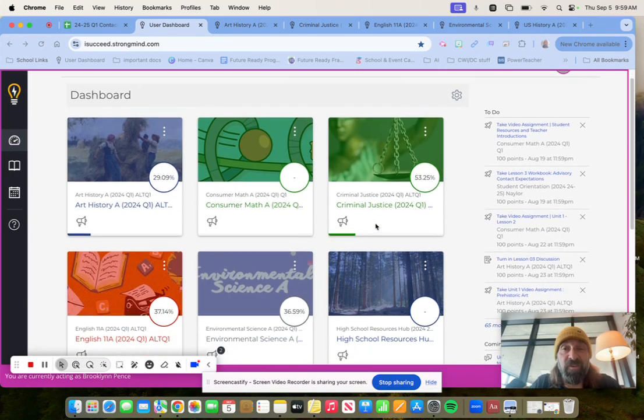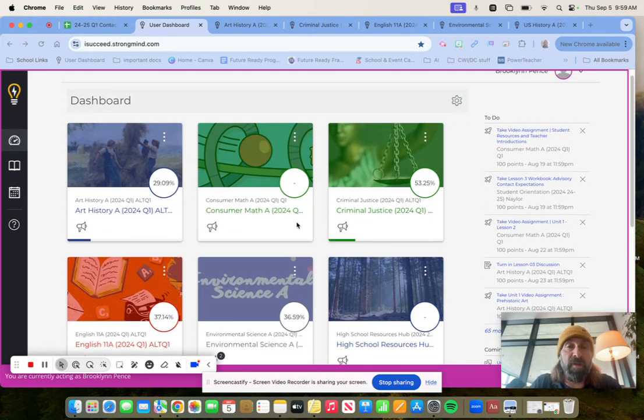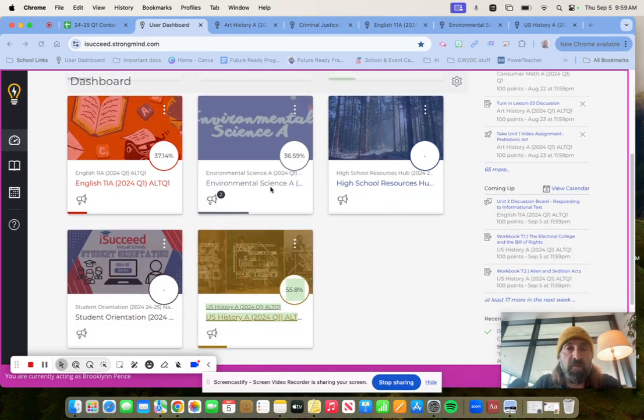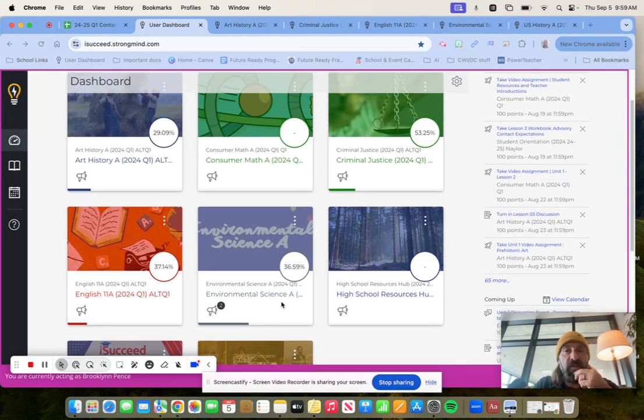So first of all, here's the dashboard that I see, and here's that consumer math class. I have Miss Robertson working on trying to figure out why you don't see that, but there it is right there. But anyway, let's look at your classes. You have art history, criminal justice, environmental science, English, and U.S. history. And the week started on Tuesday, the 3rd.